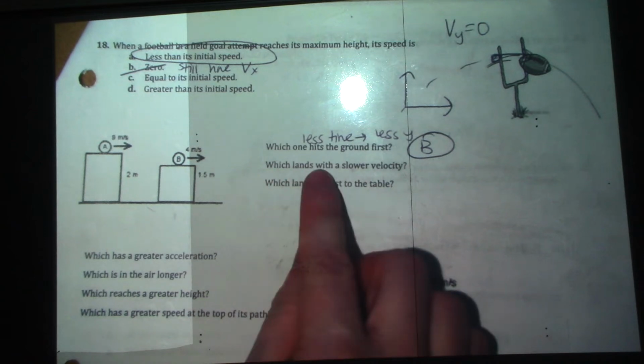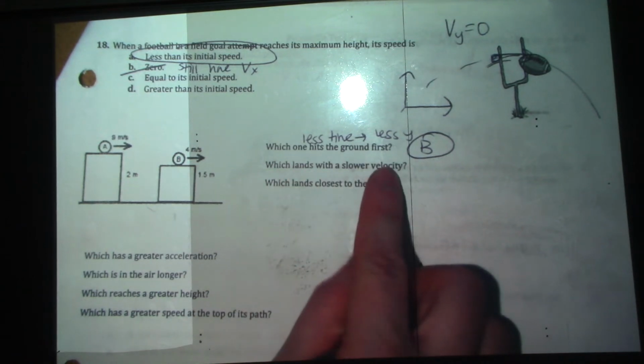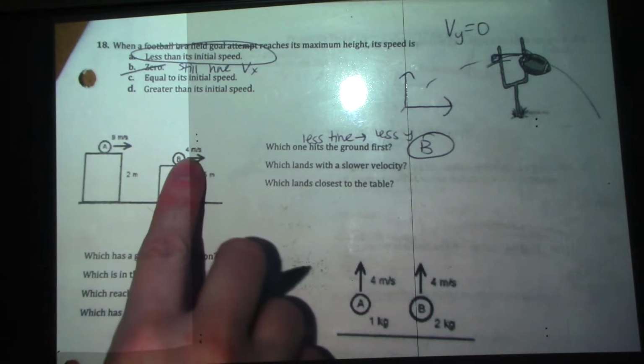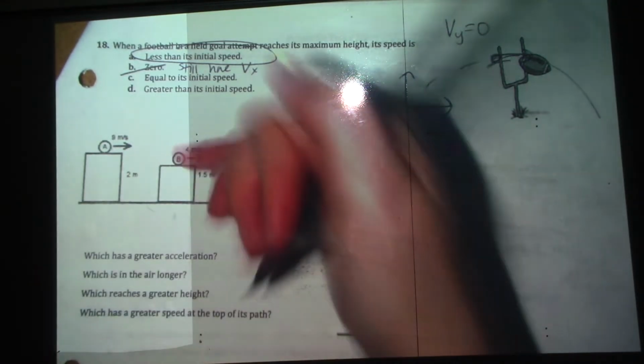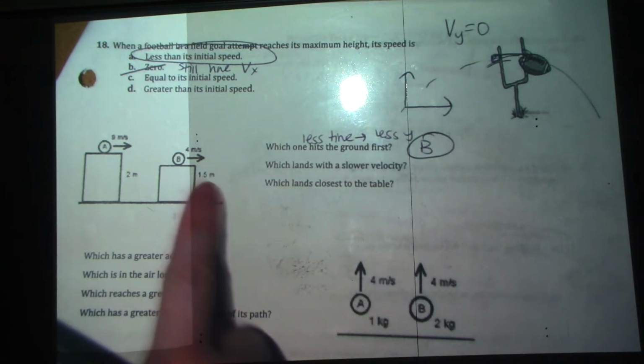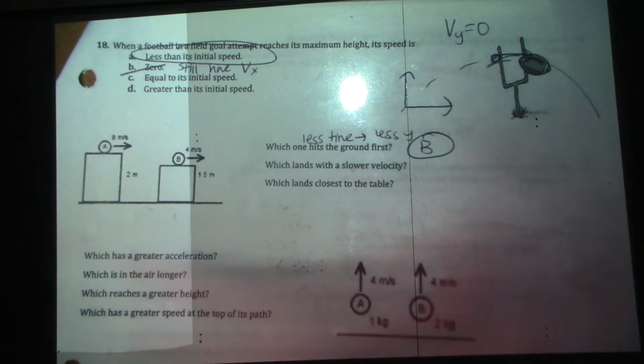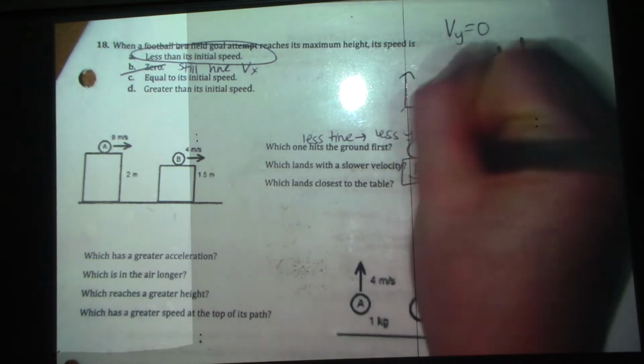Which one lands with the slower velocity? When we say velocity, and I didn't specify x or y, that means total velocity. So think about this: this one has less x velocity, and when it hits the ground, it'll have less y velocity because it didn't have very long to accelerate. This one had longer to accelerate. So B would be your answer.